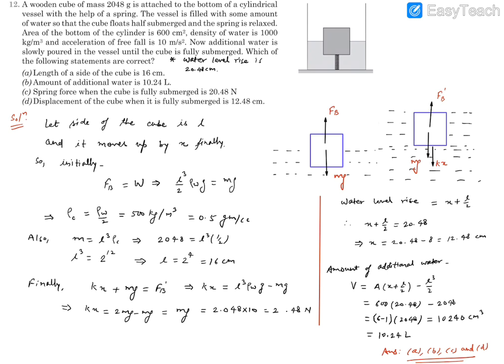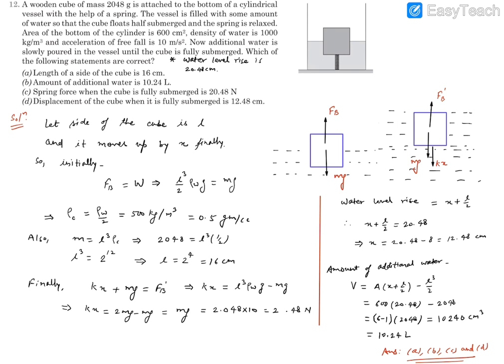Density of water is 1000, so it becomes 500 kg per meter cube or 0.5 gram per cc. So that is the density of the wooden cube we have got. Now since the mass of the cube is known to us, we can use the simple relation mass is equal to volume into density. Volume is L cube, density is going to be rho c, and mass has been given as 2048 gram. L cube we need to find, density comes out to be half gram per cc.